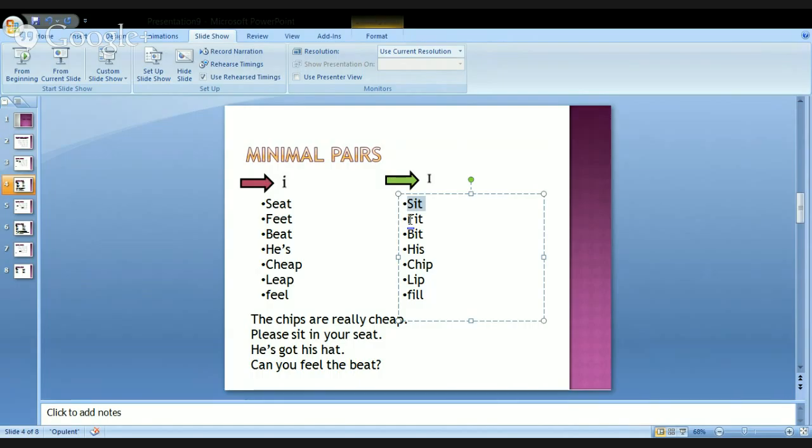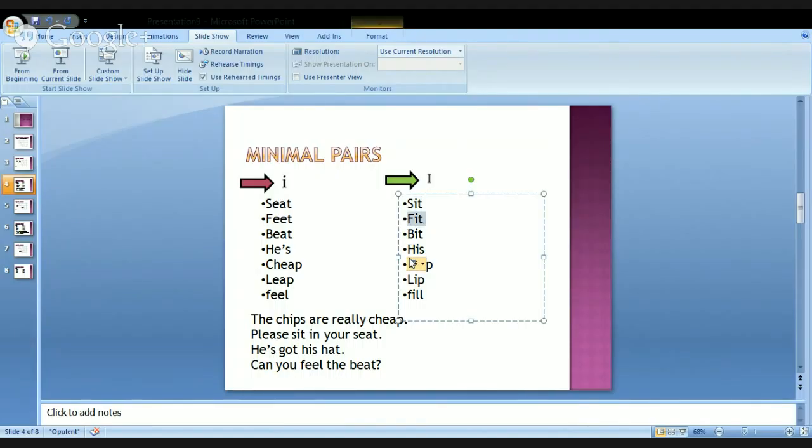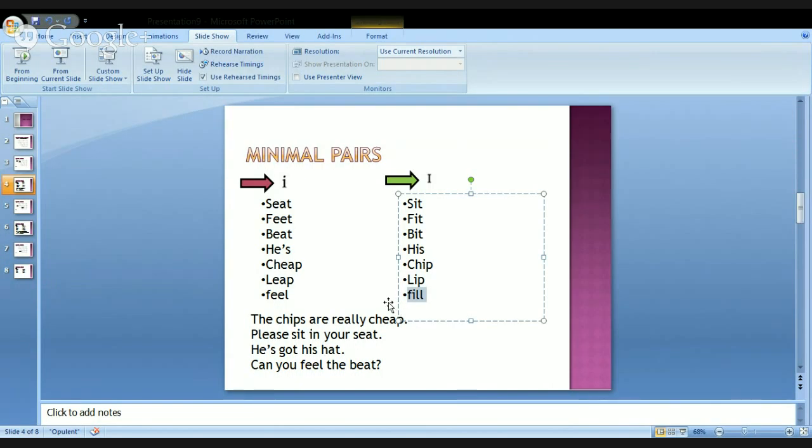Okay. Now I'm gonna say them, and I want you to say them after me. Okay. So sit. Sit. Yeah, very good. Fit. Fit. There you go. Bit. Bit. His. His. Chip. Chip. Lip. Lip. And fill. Fill. Excellent. That was really good, Fernando.